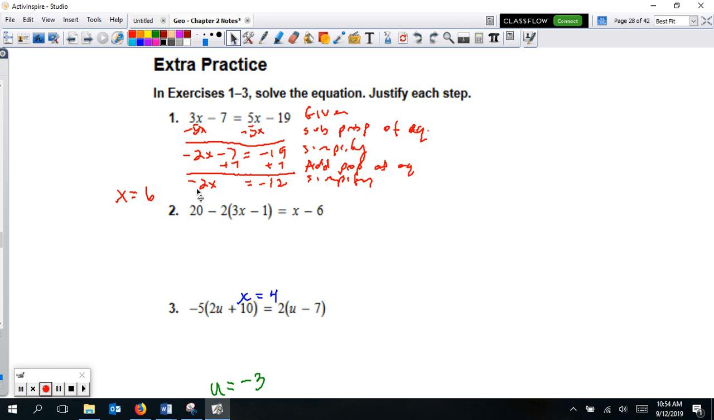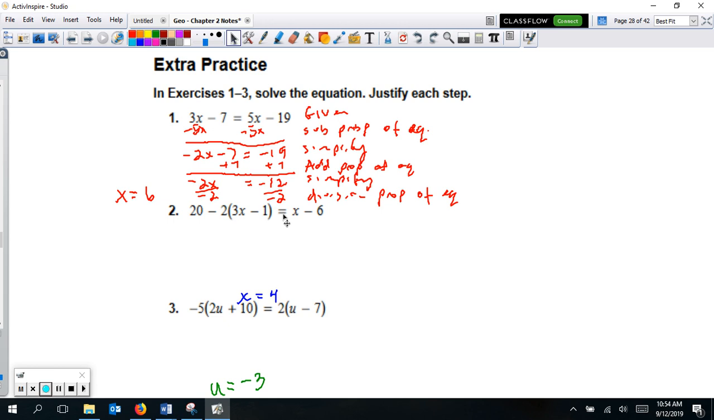And then the last thing I need to do is get rid of this negative 2 by dividing by negative 2 on both sides. And that is the division property of equality. And that then proves, once I do that, that negative 12 divided by negative 2 equals 6. That would be proving that. And I could just say simplify for that last one if I wanted to. But that's what would prove it.